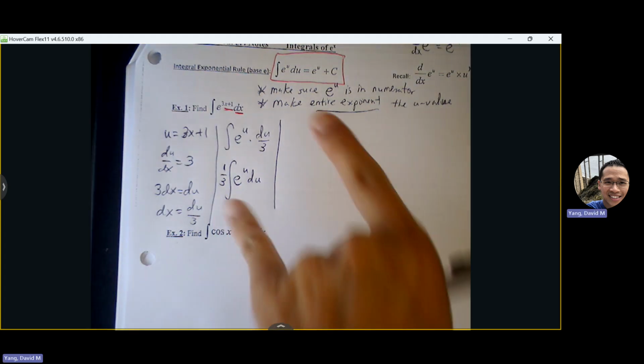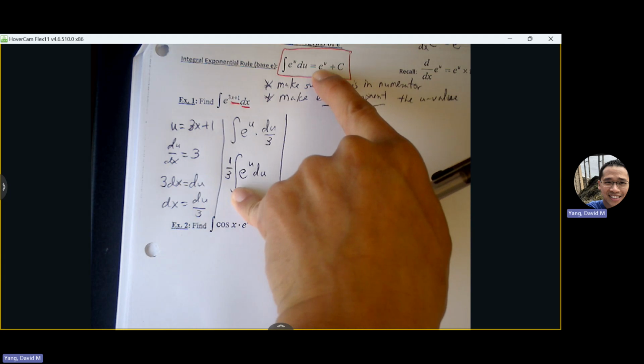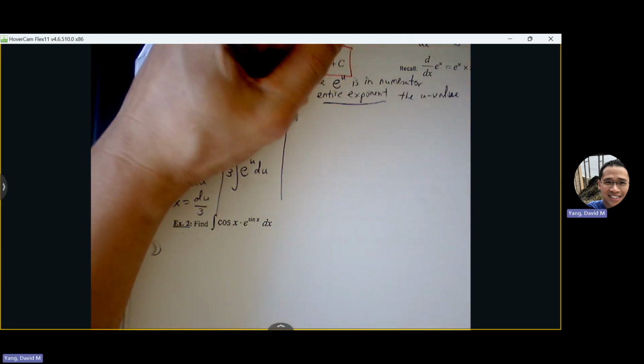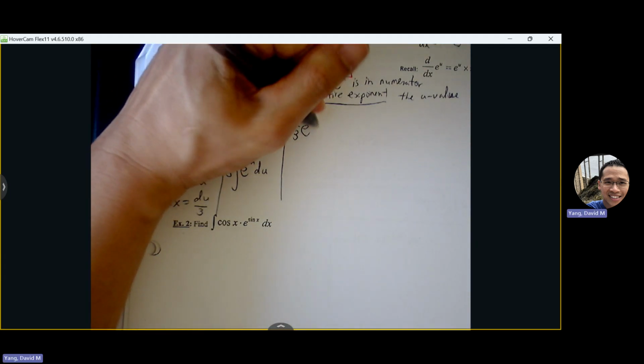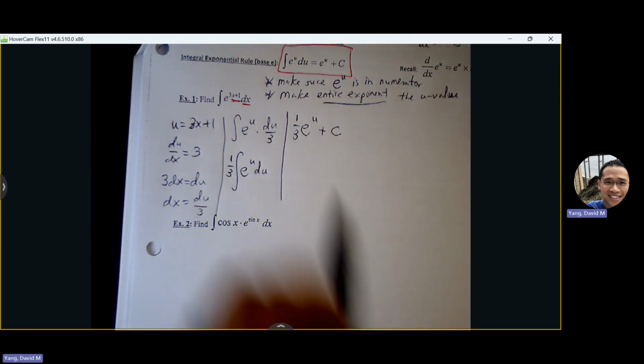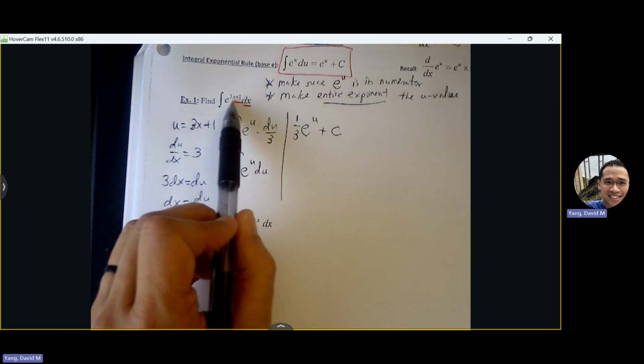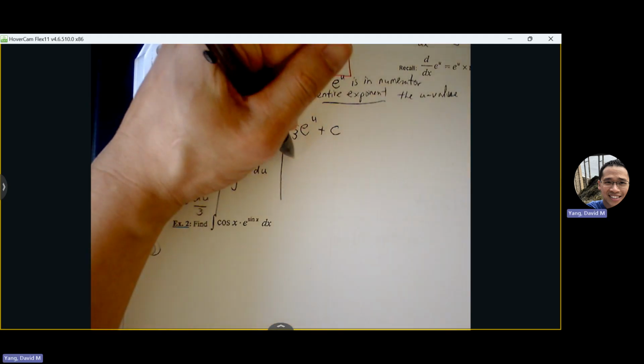And now, if you look, this matches perfectly with the rule that we want to use. E to the u is simply just e to the u. We just have to hold on to our 1/3. And then our final step is if you're going through u substitution, you want to make sure you bring back your original variables.